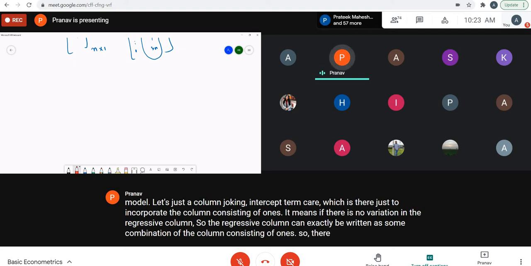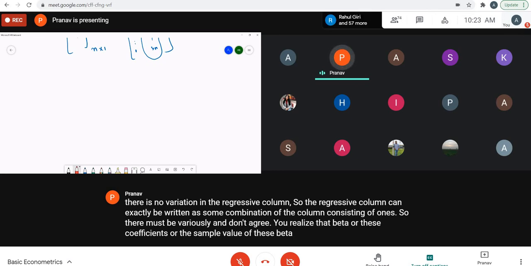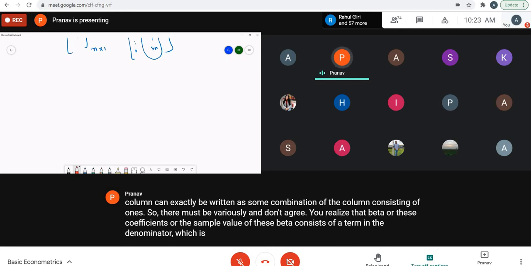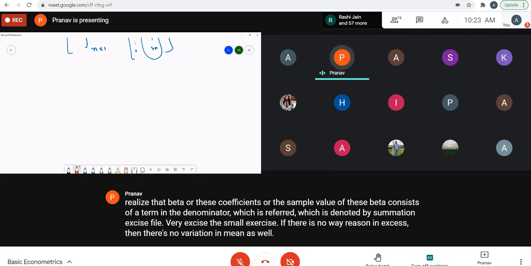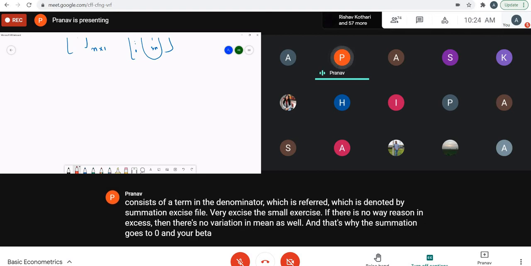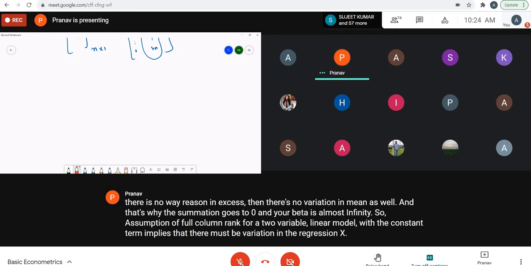So there must be variation in x. When we go ahead, we realize that the sample value of these beta coefficients consists of a term in the denominator which is denoted by summation xi square, where xi is the small xi. If there is no variation in xs, then there is no variation in mean as well, and that's why the summation goes to 0 and your beta is almost infinity. So the assumption of full column rank for a two variable linear model with a constant term implies that there must be variation in the regressor x.